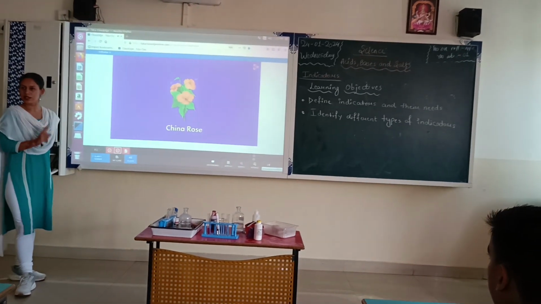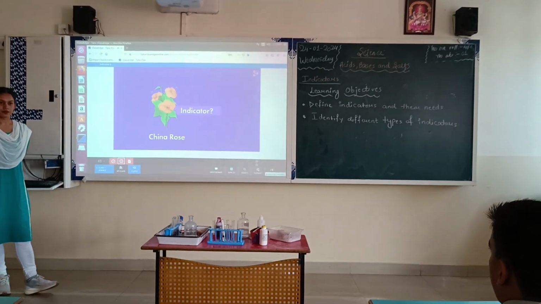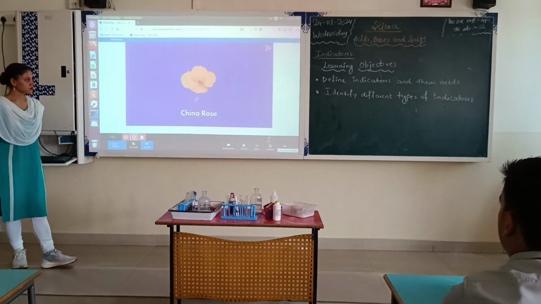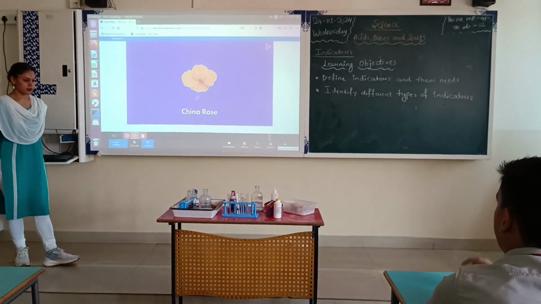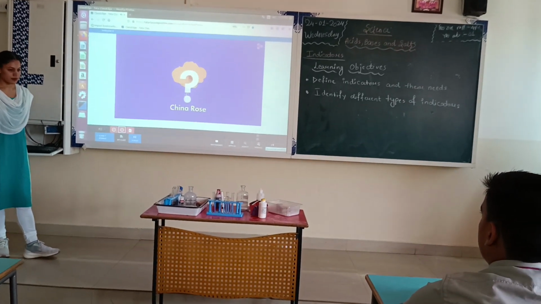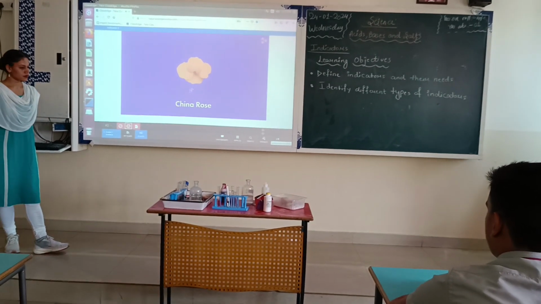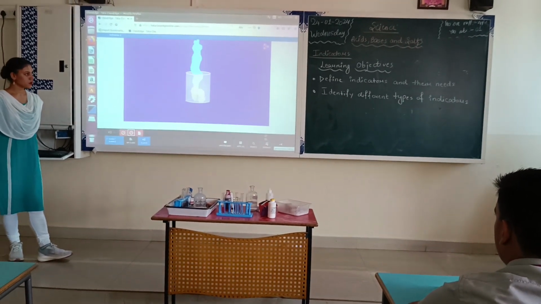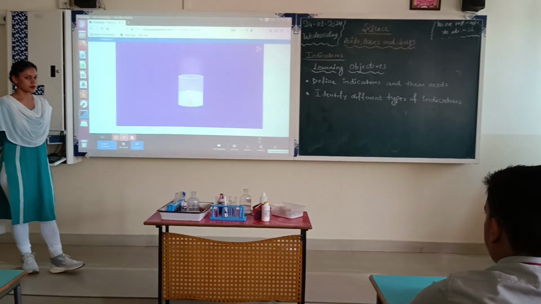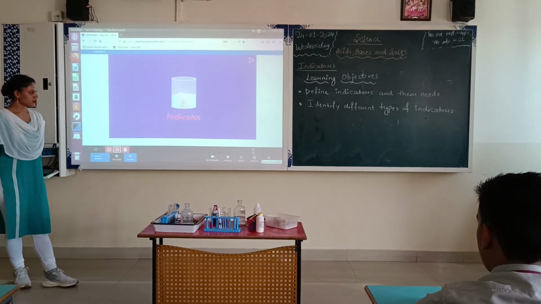China rose is a plant. So how can that be used as an indicator? The fact is, the flowers of China rose possess a good ability of detecting acids and bases. So how do we use China rose flower as an indicator? It's very simple. All we have to do is add hot water to the petals of China rose in a beaker and let it rest for some time. This solution can be used as an indicator.